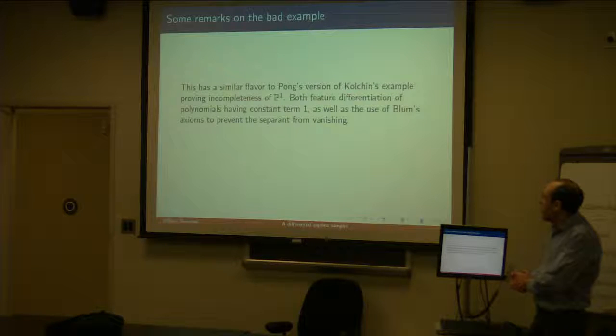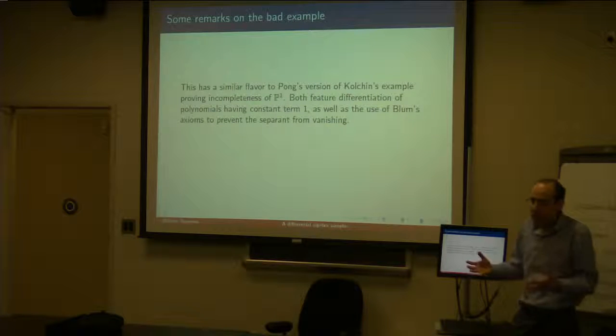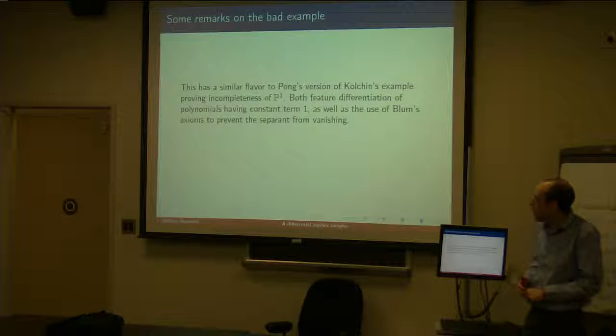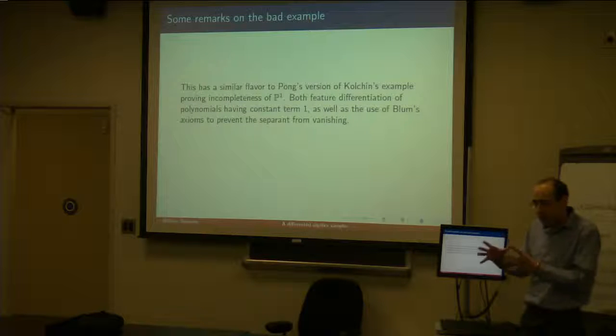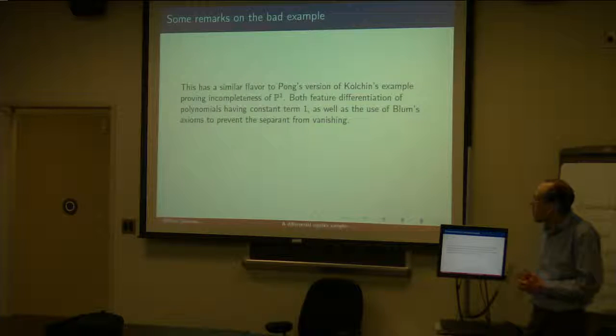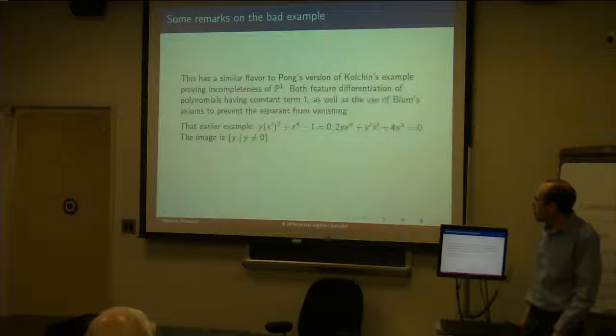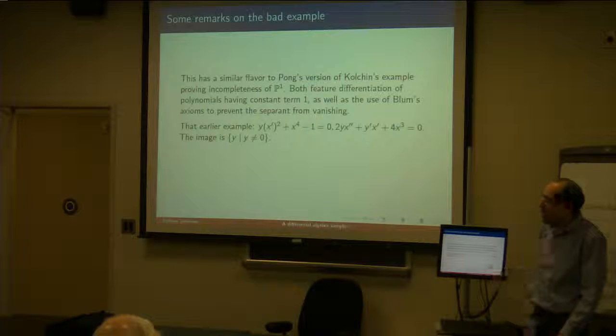So there's actually an example. The original example showing that differential projective space is not complete is due to Kolchin. Pong wrote up some explicit equations, easier for graduate students to read, that explain this, and it has similar features. So this is what Pong's example looked like, and the argument runs parallel to what we just described.